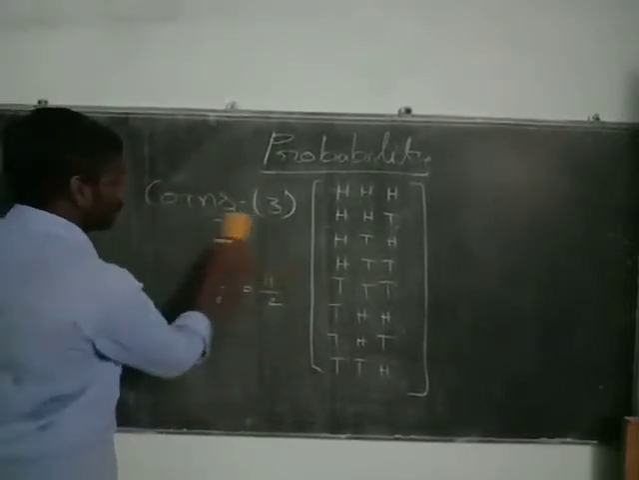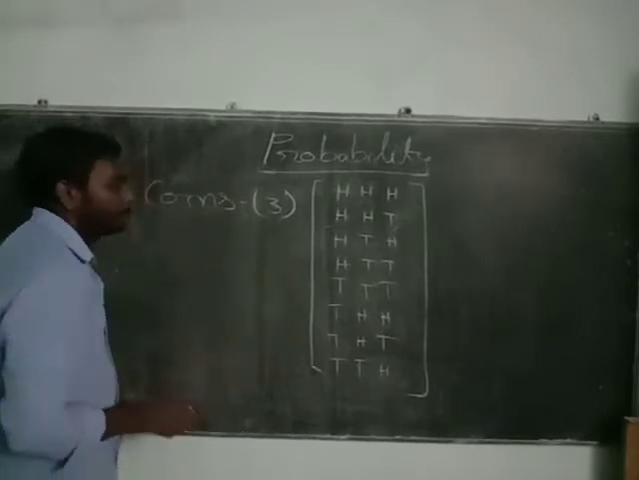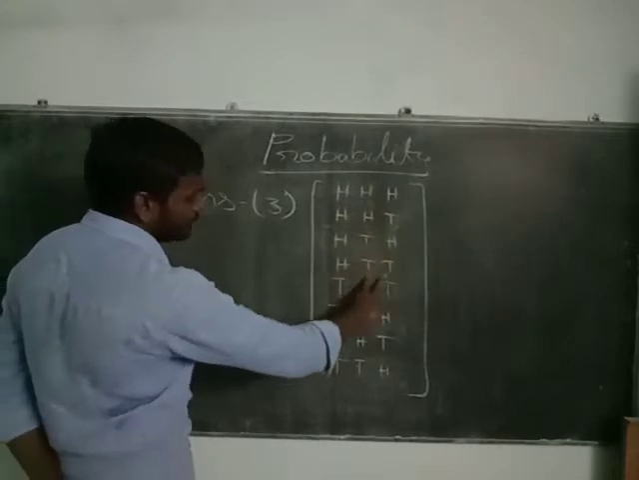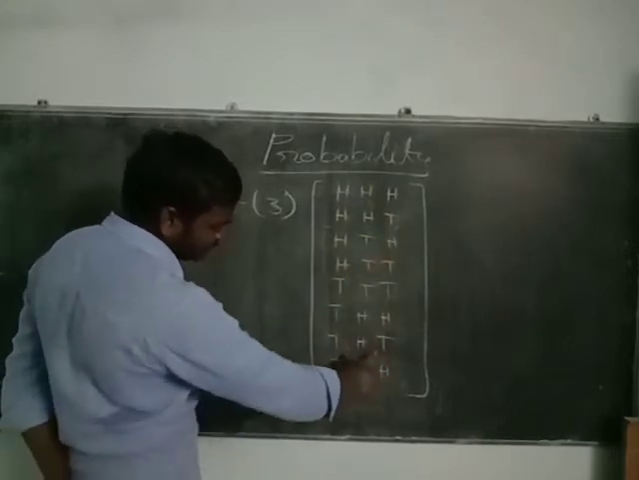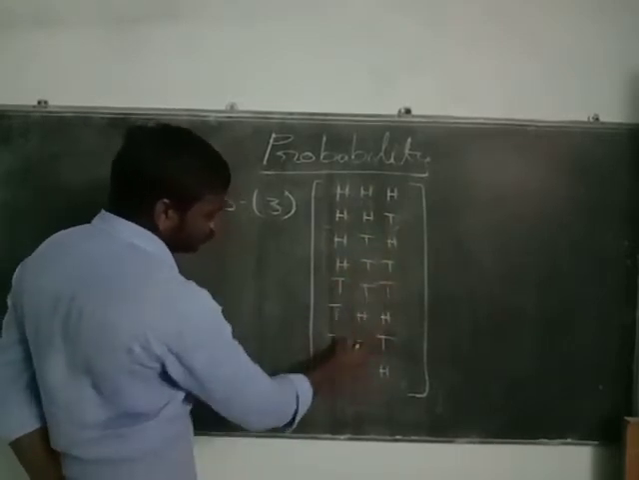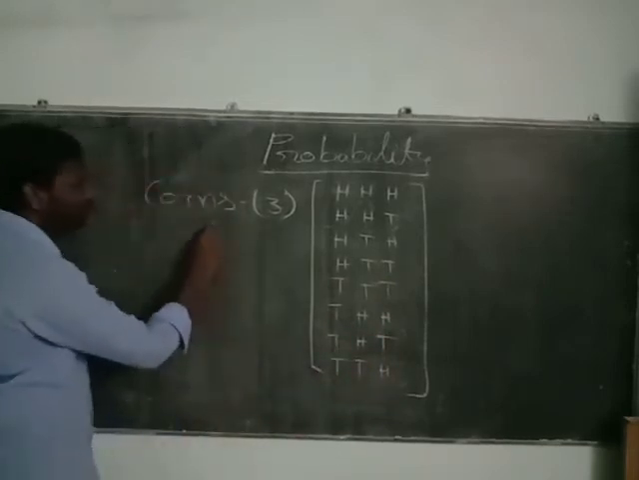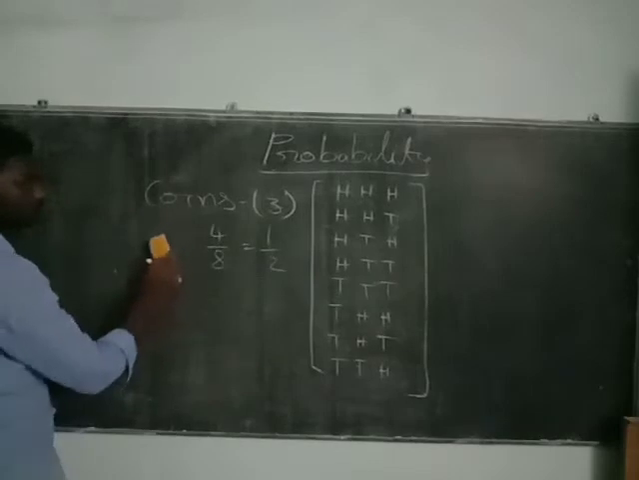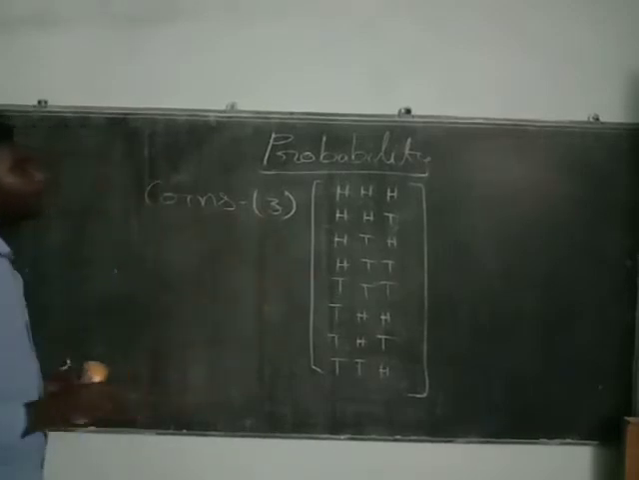Again, at least 2 tails. So I have at least 2 tails here, here, and here. So 1, 2, 3 and 4. 4 by 8, that is equal to 1 by 2.